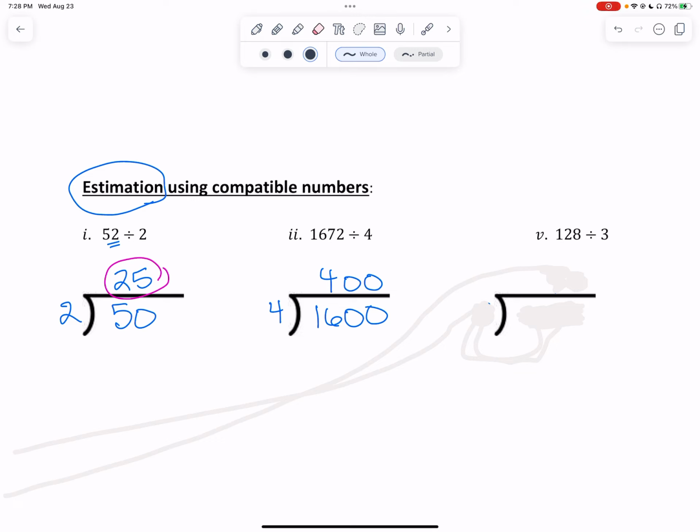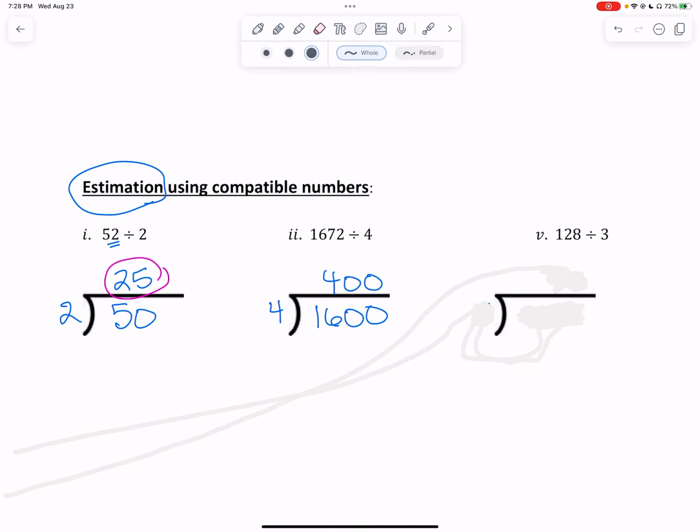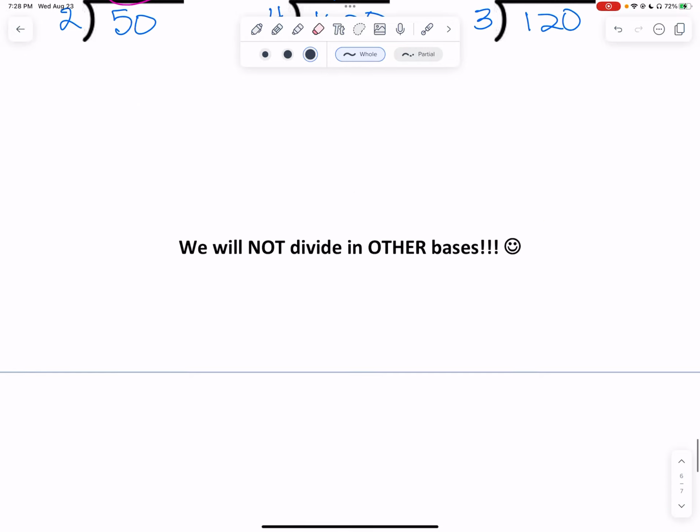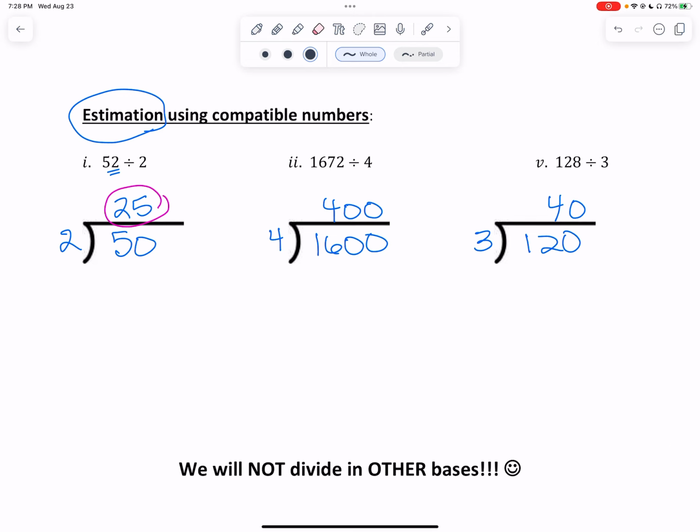So when you have a student get 43 instead of 430, whatever, I don't know that that's what it is, but okay, their place values are off. They're probably putting this number over here instead of over here. Okay. One last one. So instead of 128, I'm just going to do 120, because 3 goes into 12 4 times. So it's going to be roughly 40. Okay. And we are not going to divide in any other basis. So you are now finished with chapter 3.